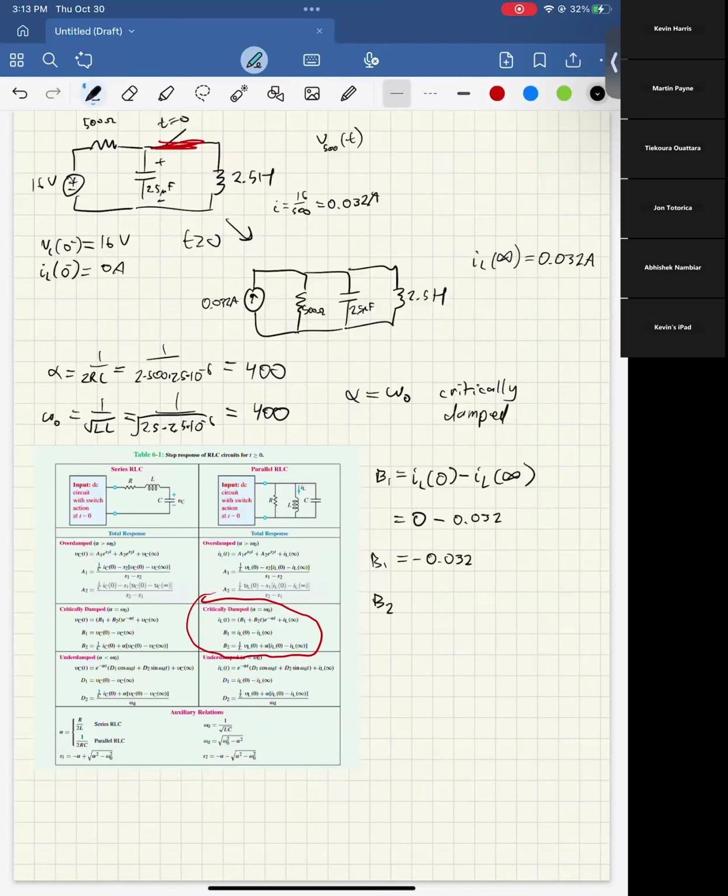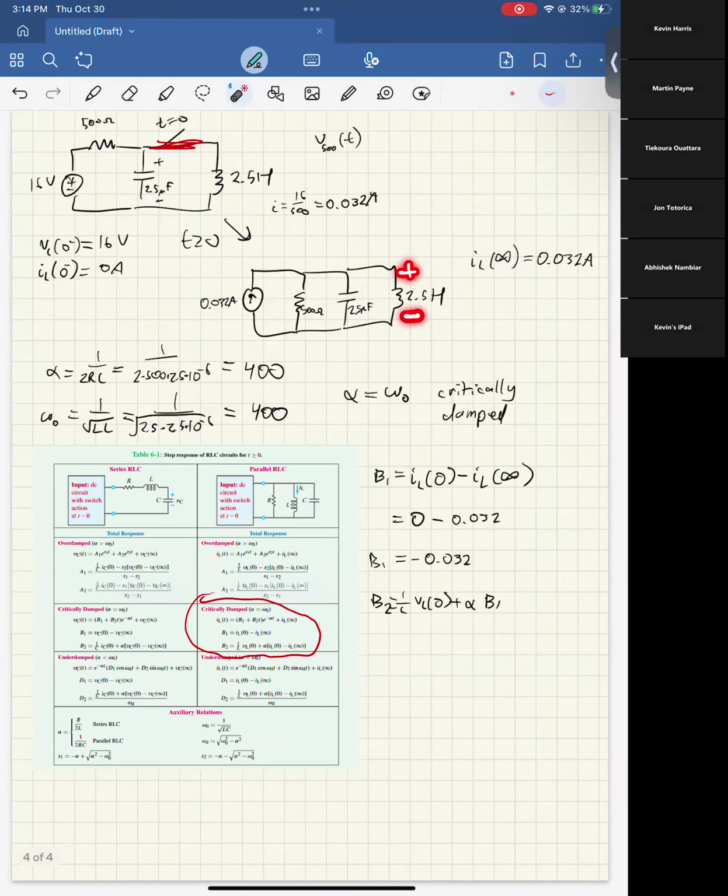Now B2 is going to be 1 over L times VL of 0 plus alpha times B1, basically, right? And now this is where I was saying that thing at the beginning about the voltage. So if we look at this, what is VL of 0? In this case, VL of 0, right? So that's going to be the voltage here because the current's going down, so a positive voltage would be having a drop in the direction of current. The voltage across here is the same as the voltage across the capacitor, right? Because they're in parallel. And the voltage across a capacitor cannot change instantaneously.